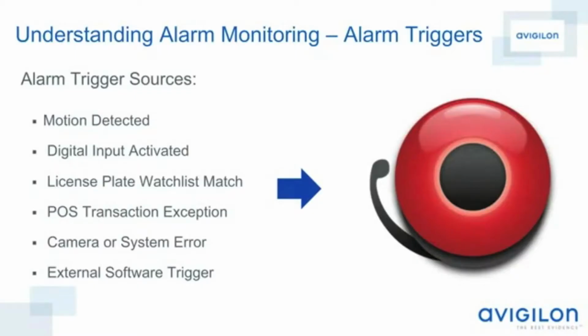Alarm monitoring provides the ability to develop end-to-end workflows to monitor and manage alarms within the Avigilon HD surveillance system. Alarms can be triggered by a number of different trigger sources, including motion detection, digital input activation, license plate watchlist matches, if using the Avigilon HD LPR module, a POS transaction exception, if using the HD point-of-sale transaction engine, any camera or system error, or an external software trigger from a supported third-party access control or building management system.